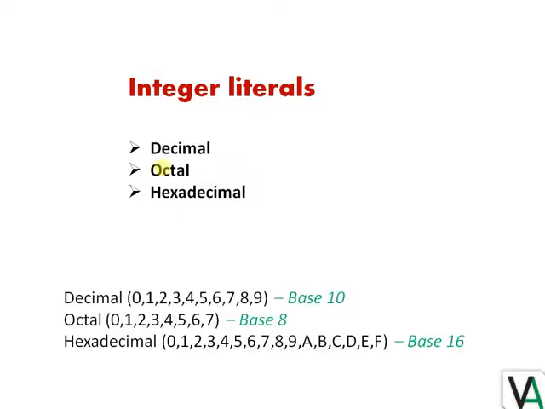Let's discuss the number system. In decimal, we have digits 0 to 9, so the total digits we have are 10, and the base is 10. In octal, we have the digits from 0 to 7, so the base for the octal number system is 8. In hexadecimal, we have 0 to 9 numerics, and A, B, C till F. A represents 10, B represents 11, and so on till F. So the total digits we have in hexadecimal are 16, and the base of the hexadecimal number system is 16.